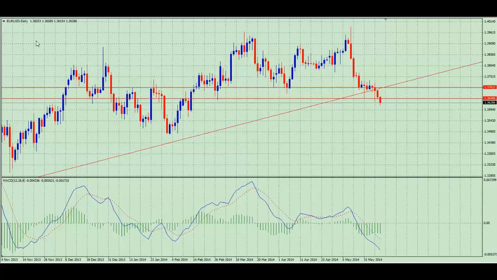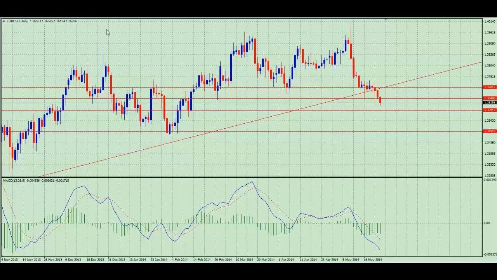Now what we're looking at below that in terms of other areas of support, if we look at this area based on this pullback and then rally, we are looking at the 135.90, just a bit below the 136, and at the bottom here we are looking at the 134.90, so around about the 135. So I've marked all these on because these are significant levels that we need to be aware of.